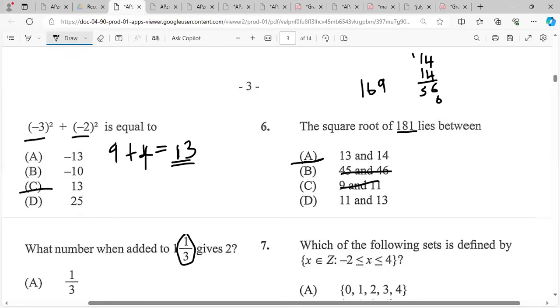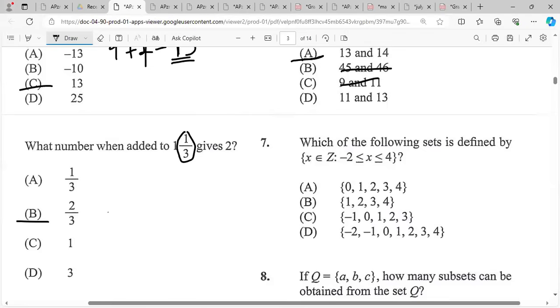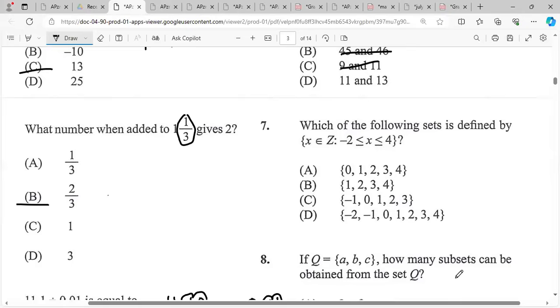All right. 7 says, which of the following sets is defined by this? So -2, I must include 4. Positive 4. So yeah, that will be D. Remember, it said once you have the equal sign, you include the number. If you never had the equal, if it was just this alone, then it would have been this. You want to include the actual numbers. But once you have the equal sign, you include the numbers.